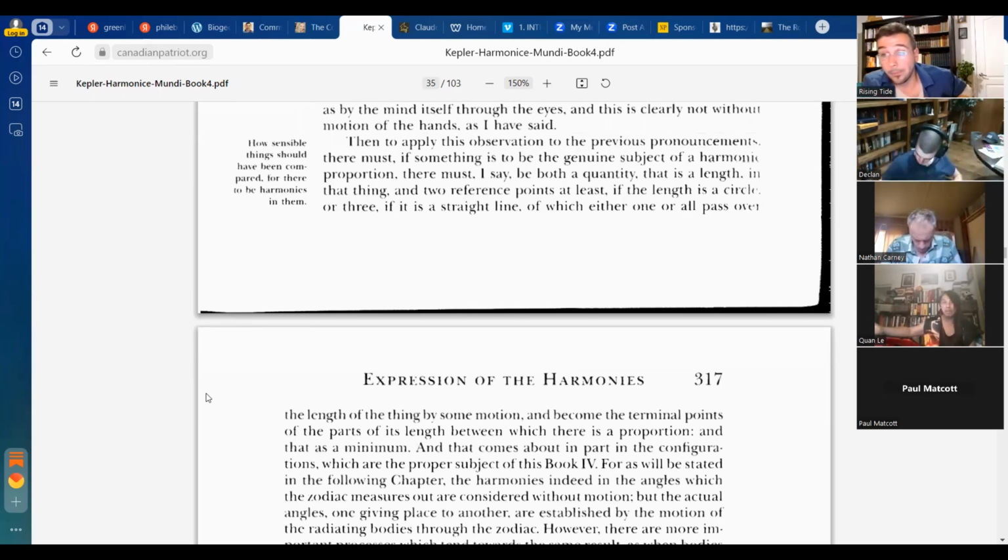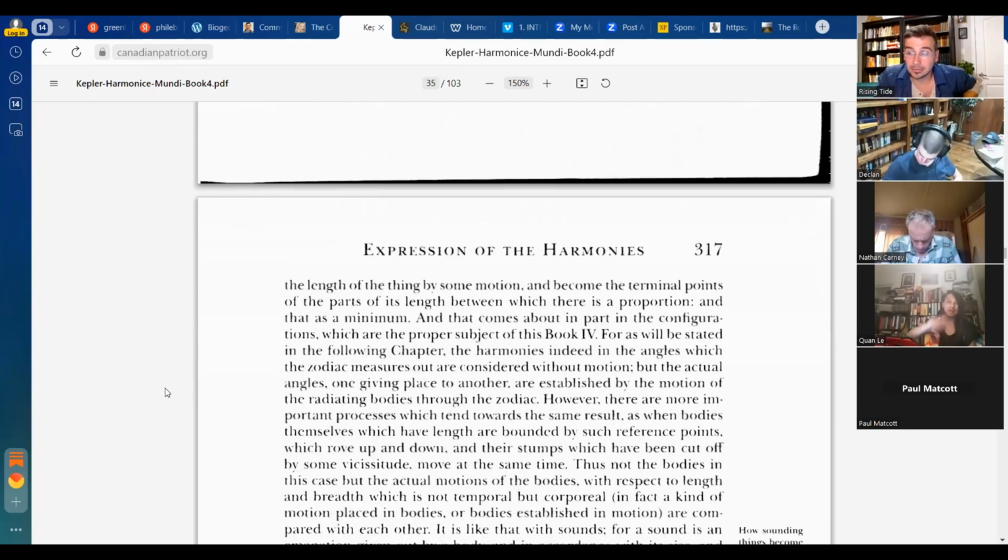Yeah, there's a lot of those around. There are like three items: the harmonic expressed in sensible things or in immaterial or intelligible things; by God or man; and in what way.